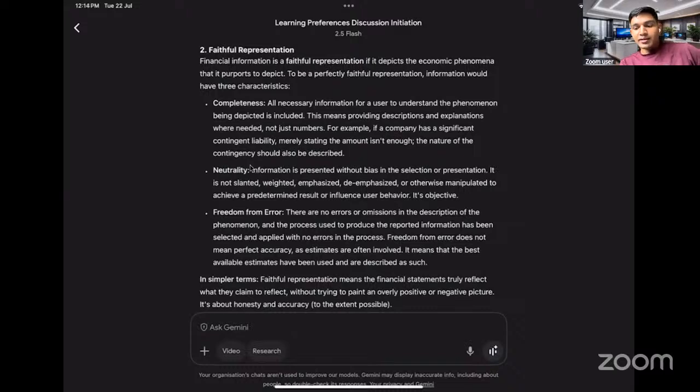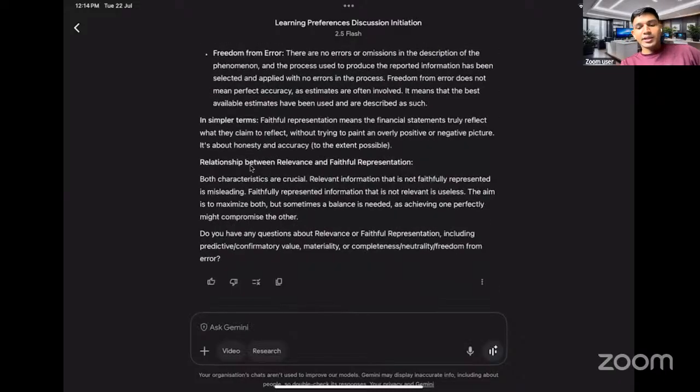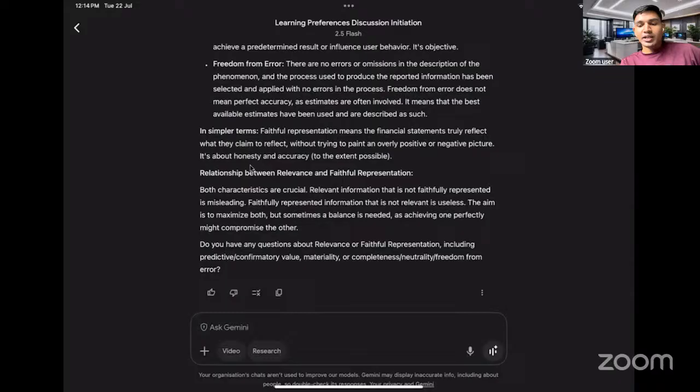Freedom from error does not mean perfect accuracy, as estimates are often involved. It means that the best available estimate has been used and is described as such. In similar terms, faithful representation means the financial statements truly reflect what they claim to reflect and without trying to paint an overly positive or negative picture. It's about honesty and accuracy.